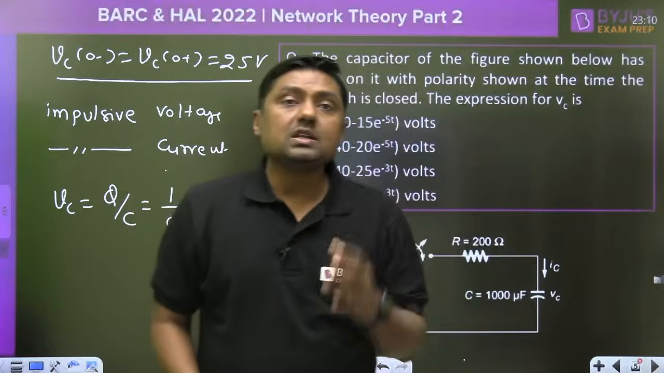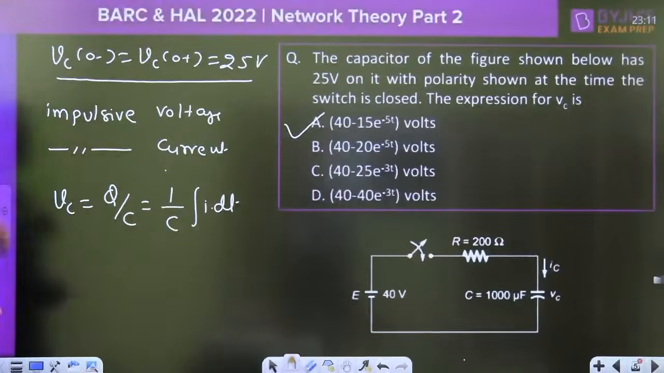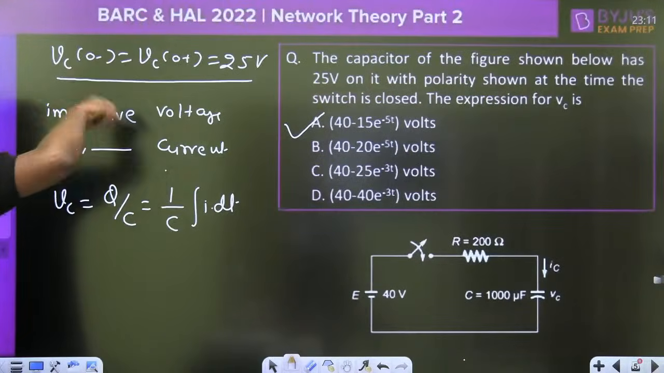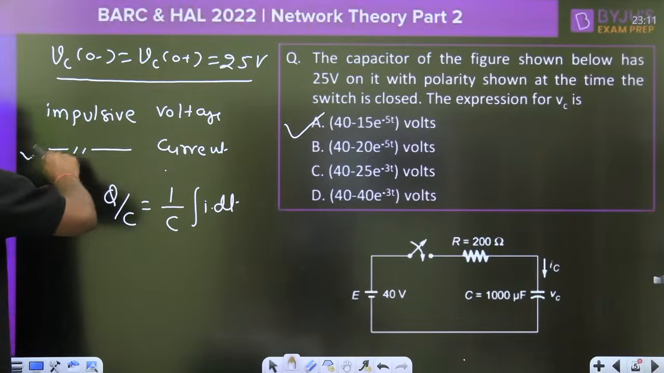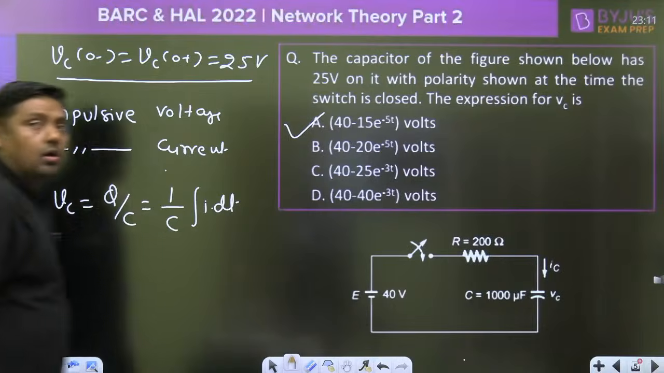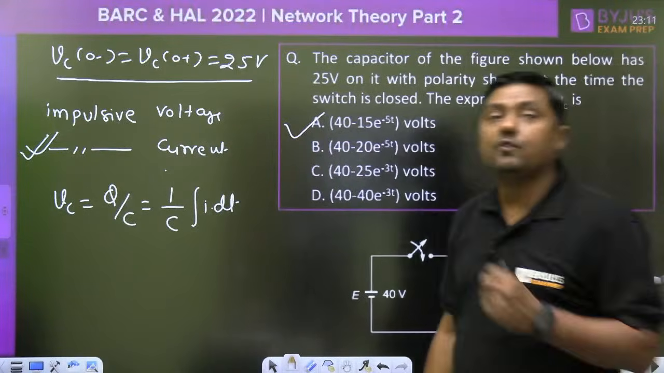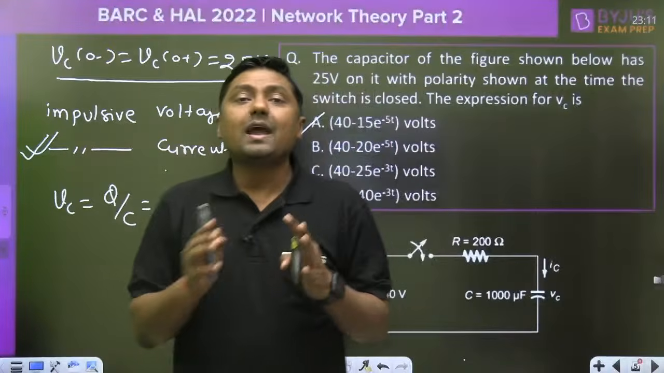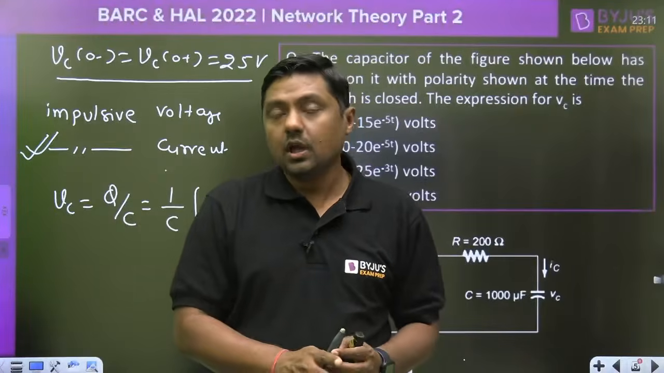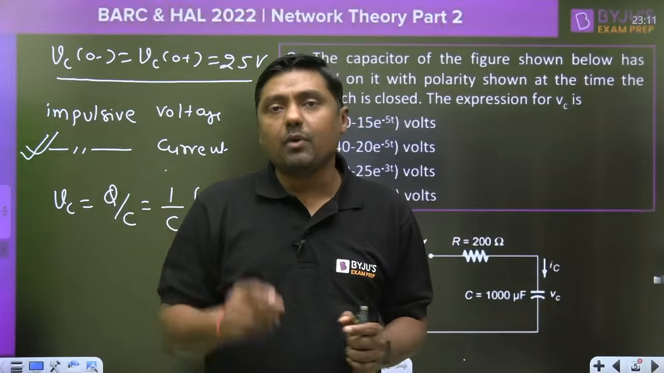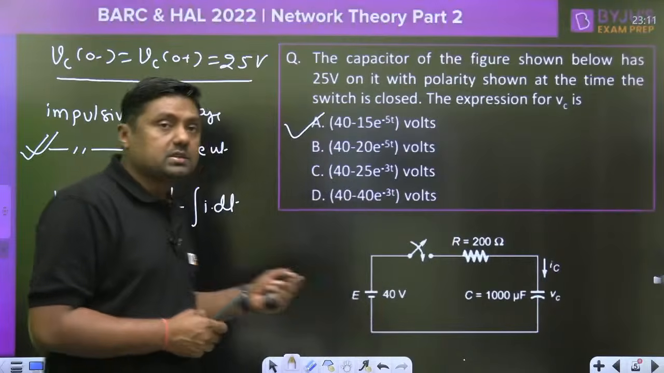So what is the answer for that question? Yes, everyone. When will the capacitor allow the sudden change of voltage? For impulsive current or impulsive voltage, that answer is correct. Only one student gave the answer, Ankit Yadav. Yes, you are correct. For impulsive current, for infinite current, capacitor will allow sudden change of voltage. In the normal case it will never allow, but for impulsive current it will allow the sudden change of voltage. So that is the concept.